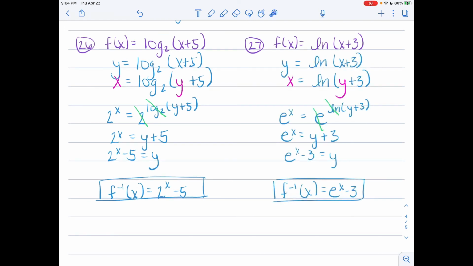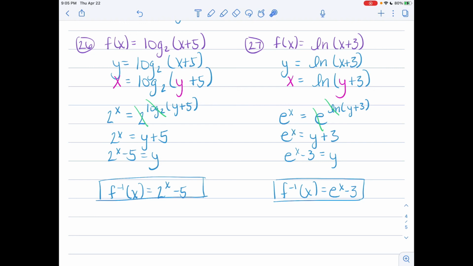All right, let's see how you did. First step, change f of x to y. Second step, swap x and y. I need to get rid of a natural log. I can't do anything with the stuff in parentheses until the natural log is gone. And to get rid of a natural log, I need an exponent with a base of e. So I'm going to make this an exponent with a base of e, and this whole thing an exponent with a base of e. So I have e to the x is equal to e raised to the natural log of y plus 3. e and natural log cancel each other.